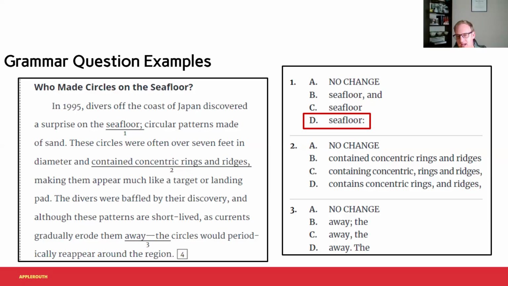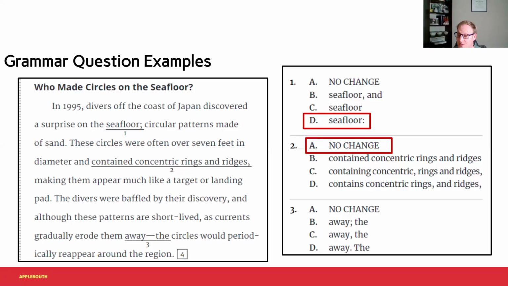It leaves something to be desired. That making them appear is a brand new idea. So we want choice A. They were often over 7 feet in diameter and contain concentric rings and ridges, making them appear. There's your new dependent clause.